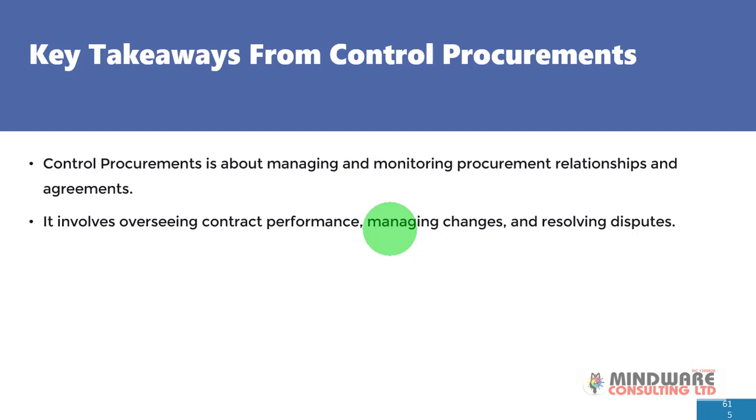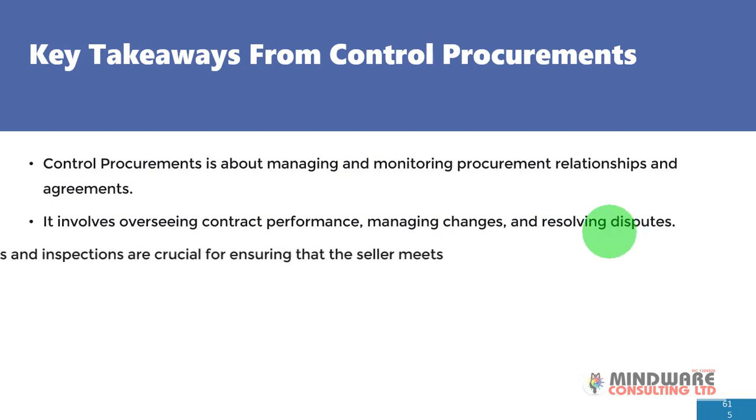There's going to be a change of equipment, or a change of the item that needs to be supplied, or a change in the delivery process, or even a change in the seller themselves. Those changes need to be managed effectively. And then if disputes arise, there has to be a system in place to resolve those disputes. Those are part of controlling the procurement.